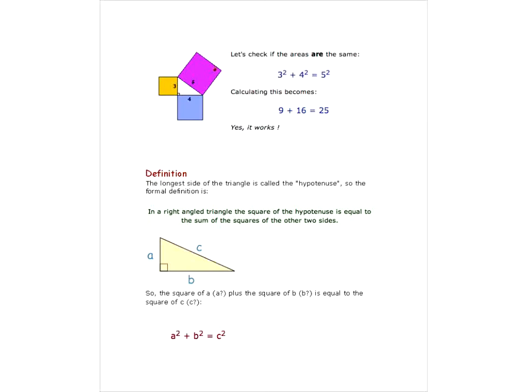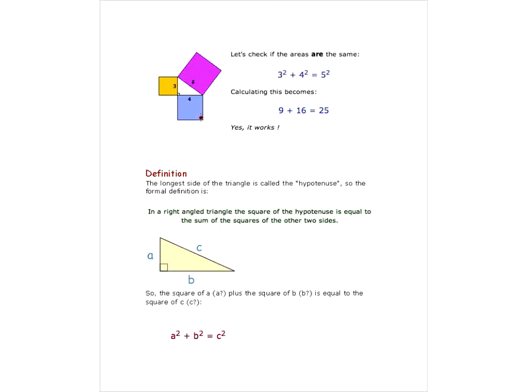Yes, they do. So it proves that the amount of area on the longest side is equal to the amount of area formed by the short side plus the other short side. Okay? So we call the longest side the hypotenuse.